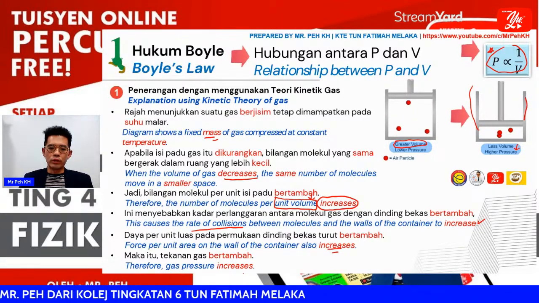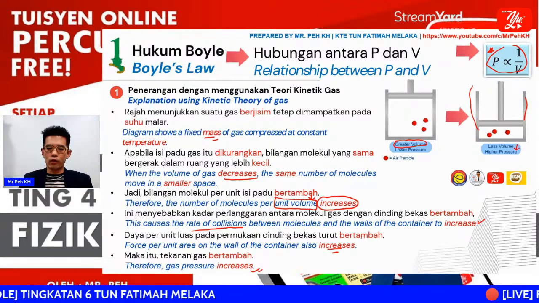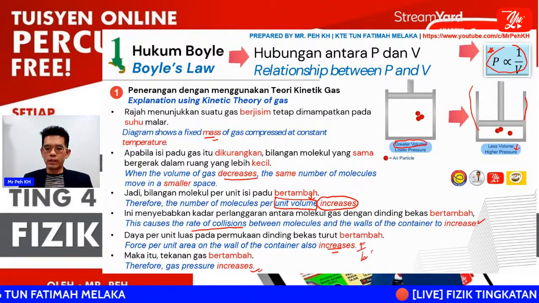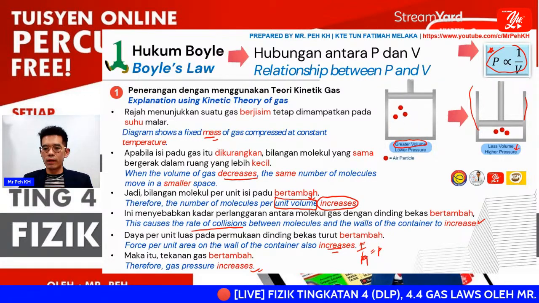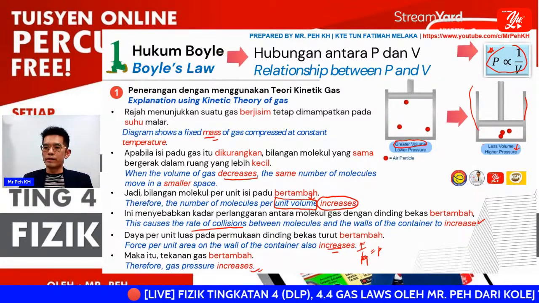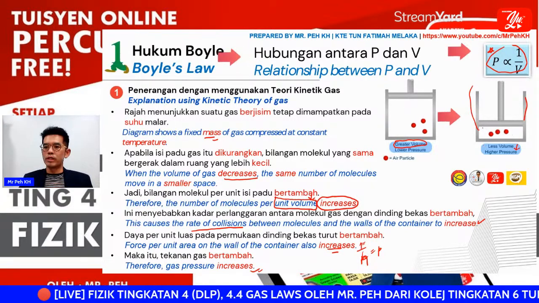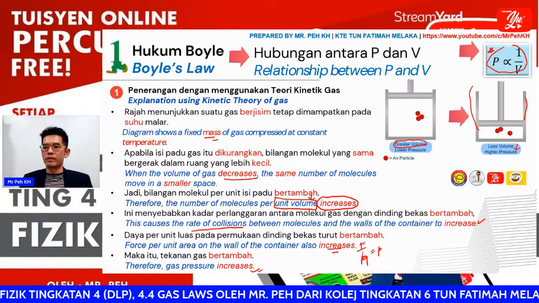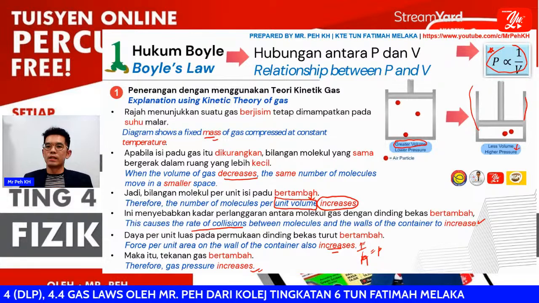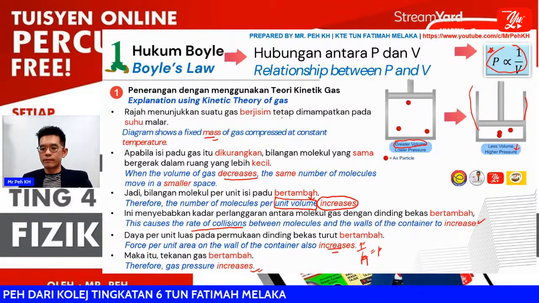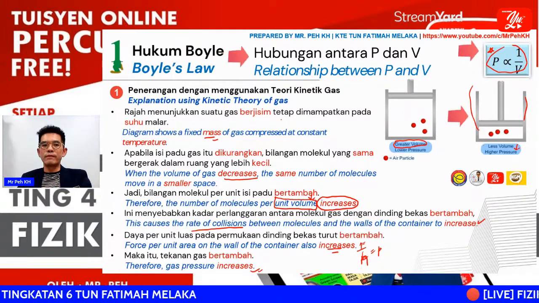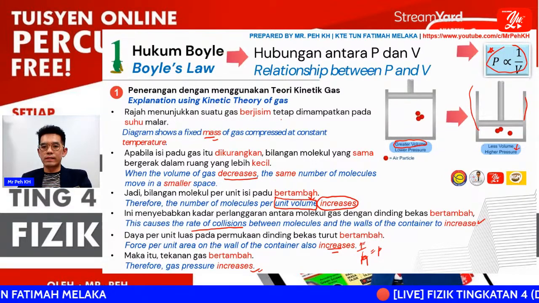So the pressure increases now because F over A is actually pressure, just like I explained to you already at learning center 1. That means when the volume decreases, the pressure increases. This is P inversely proportional to V. This can be explained through the kinetic theory of gas.